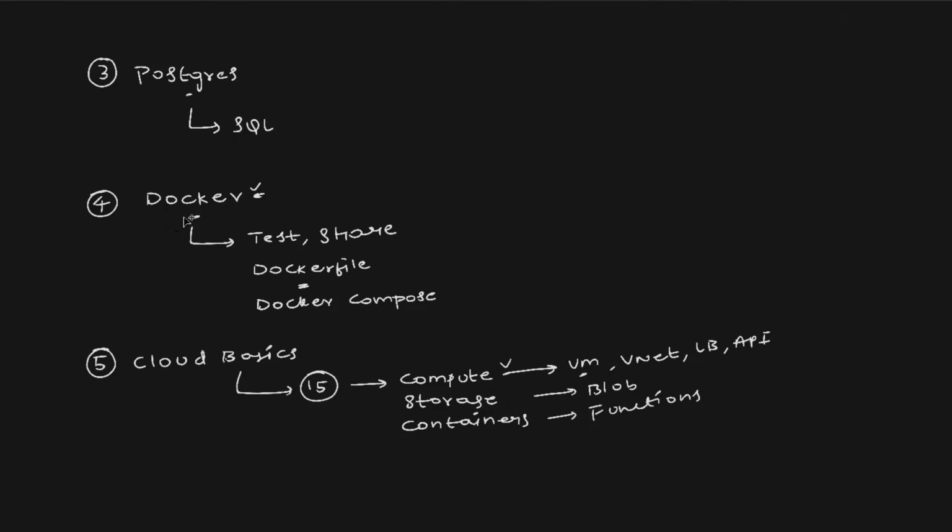Perfect. So you will start with Python, then you will learn about FastAPI, then the SQL things. You can go with Postgres. Very easy to get started with, free and open source. Then you will learn about Docker so that you can run these AI solutions locally. Then you will move to cloud fundamentals, which is going to be your step 5.